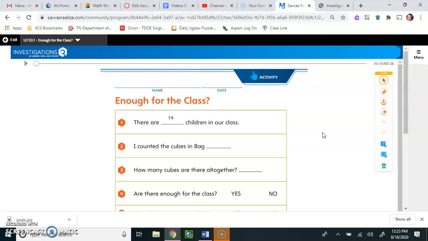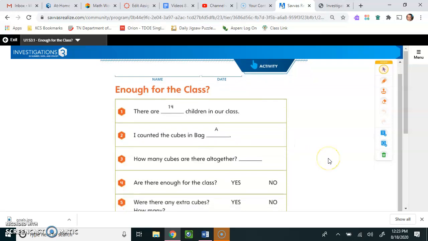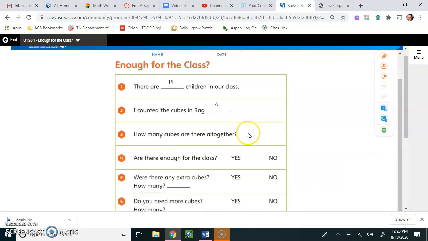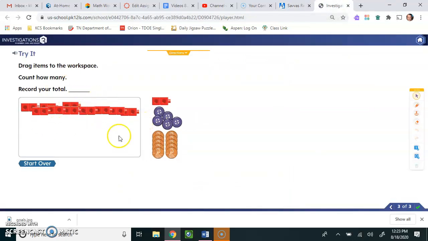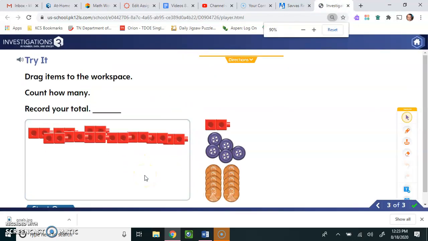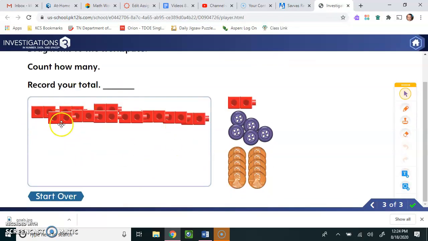That is very important. We're going to count some cubes. These cubes, if we were together, would be in a bag, and they would be called bag A. So just put A there. I counted the cubes in bag A. How many cubes are there all together? Well, let's come up here and I'll show you what was in bag A. These cubes here that I pulled in the box were in bag A.